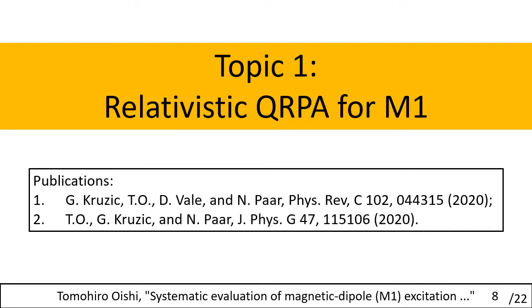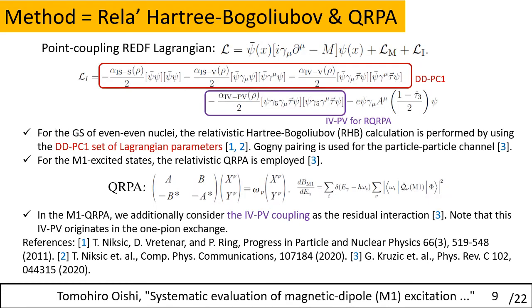Okay, so I go to the first topic, relativistic QRPA for M1. For details, please also see our recent publications listed here. As I said, we utilize the point coupling REDF Lagrangian, and its parameters are given by the DDPC1 set of parameters. Also, for the particle-particle channel, we use the Gogny pairing interaction.